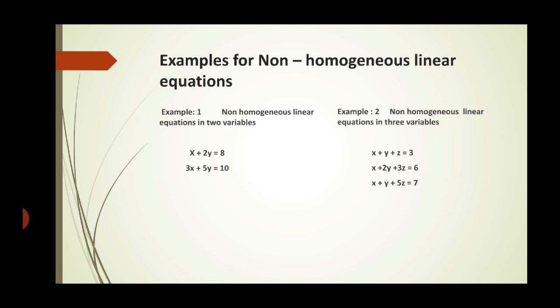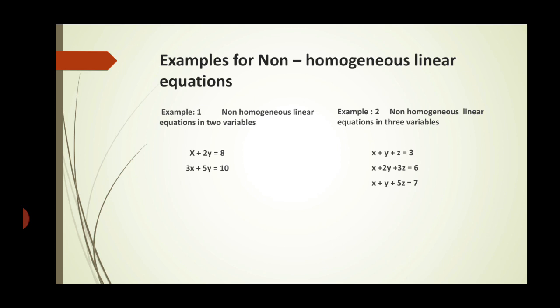So what is a non-homogeneous linear equation? Here in both the equations, after the equal to we have different numbers. You can see in the first equation after equal to we have 8, and in the second equation after equal to we have 10. So they are different. So these types of equations are called non-homogeneous linear equations in two variables.